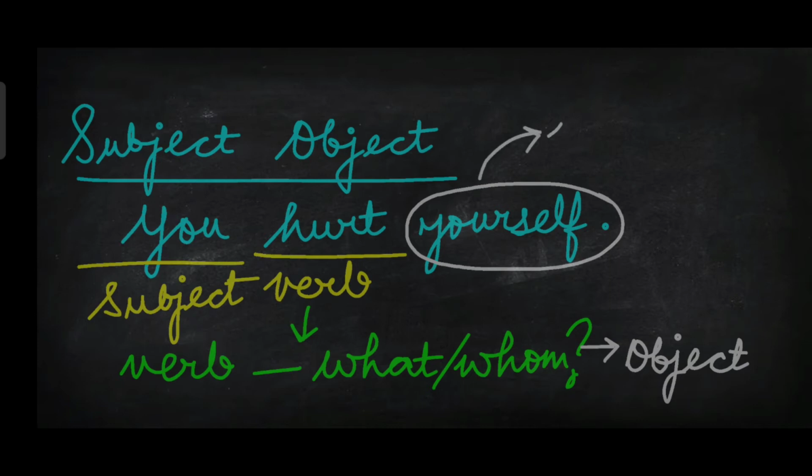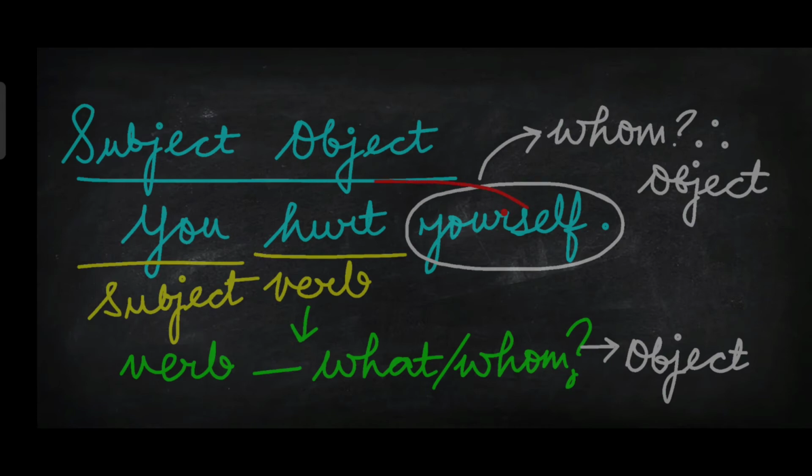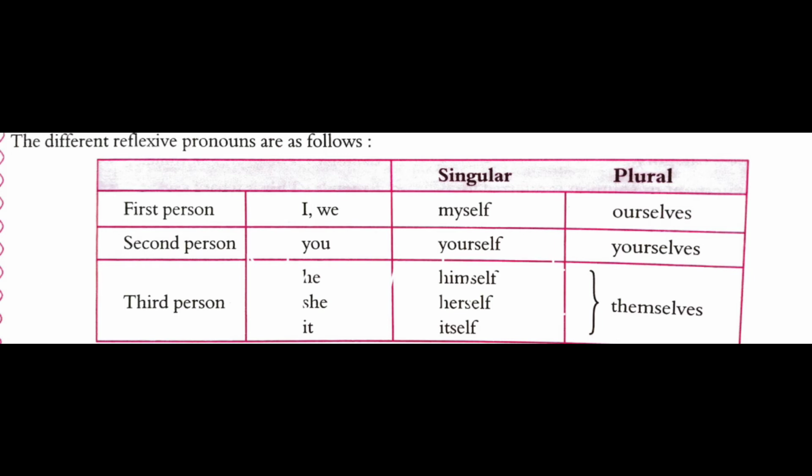Yourself is the pronoun here. You hurt whom? You hurt yourself. So, in this sentence, yourself is the object. See, the object refers back to the subject, the doer of the action. You, yourself, same person. Who hurt whom? You hurt yourself. Therefore, this is a reflexive pronoun.